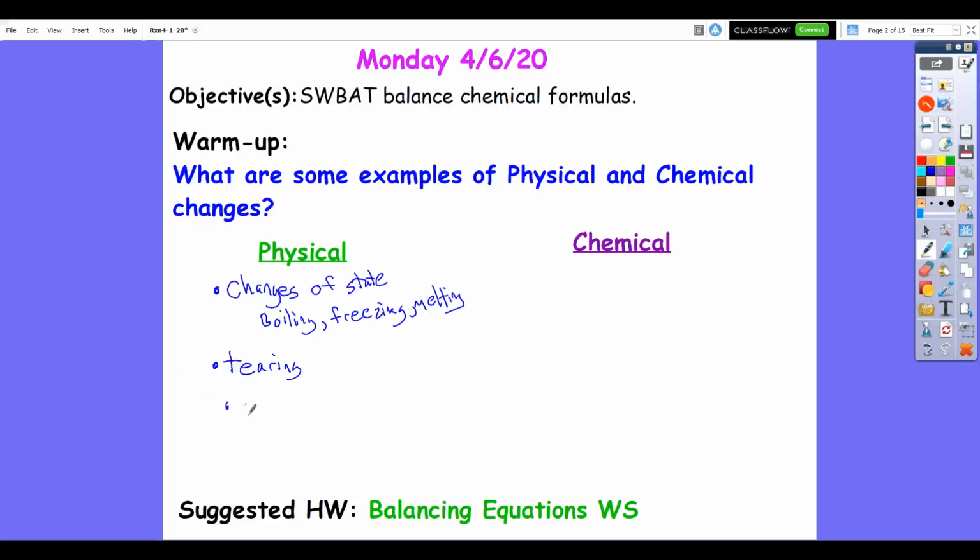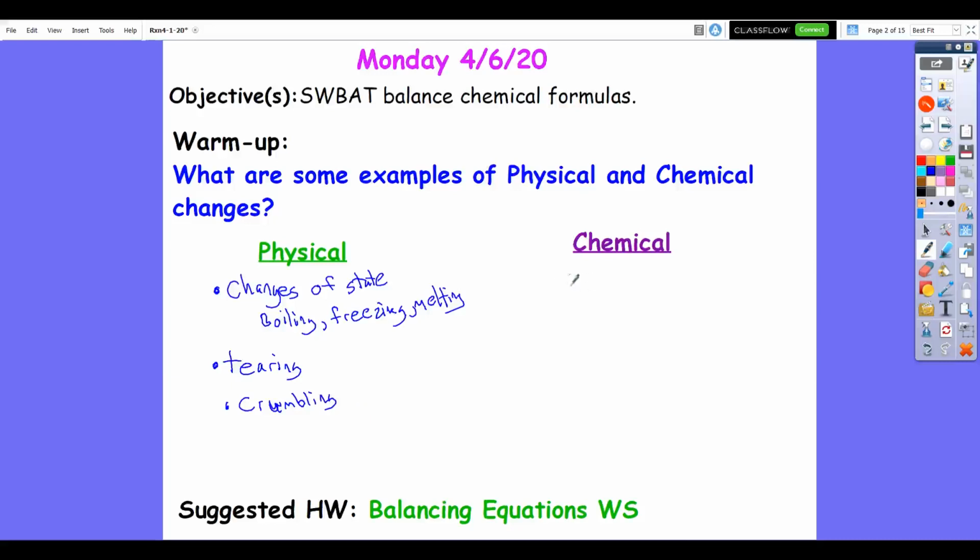And crumbling, breaking apart. So you're just making something physically smaller. If I take one piece of paper, rip it in half, I still have paper. I didn't make something new. A chemical change is any time you make something new.